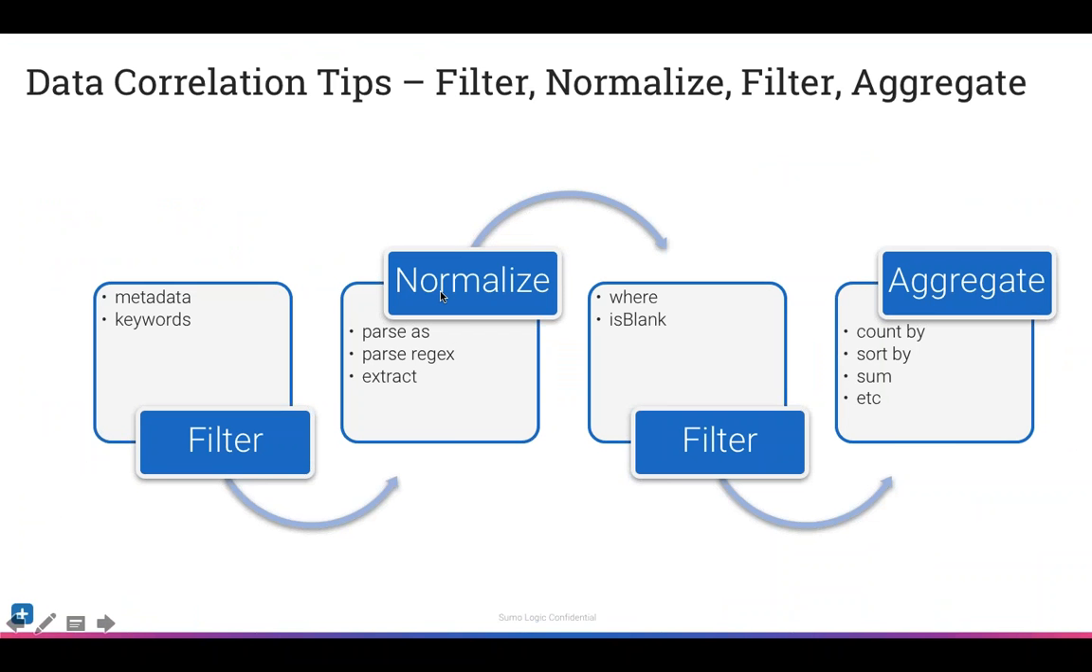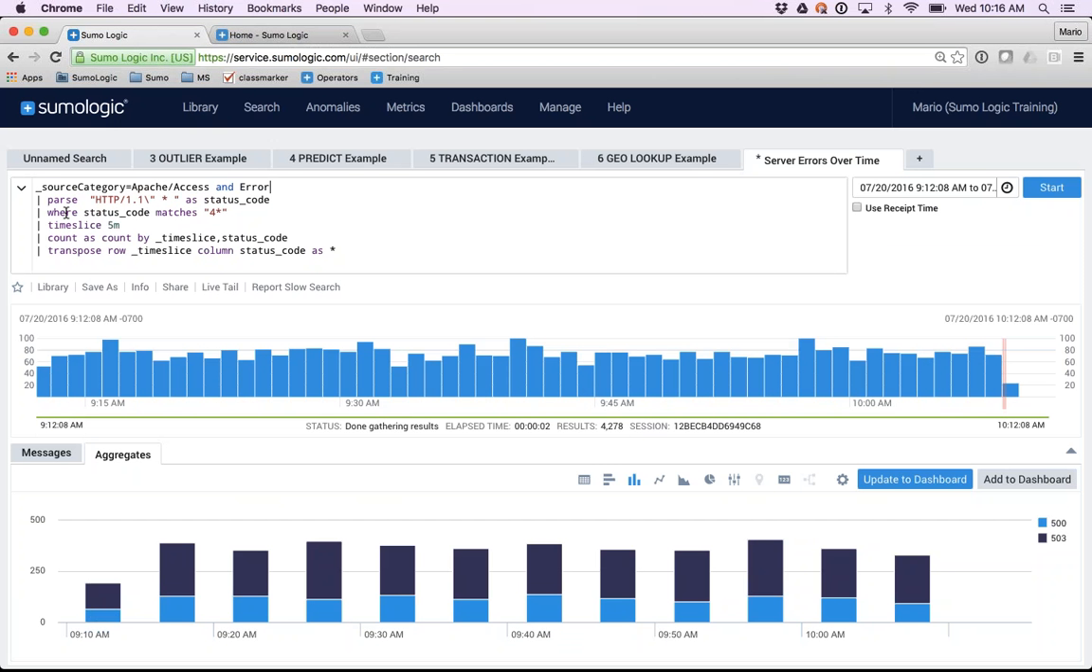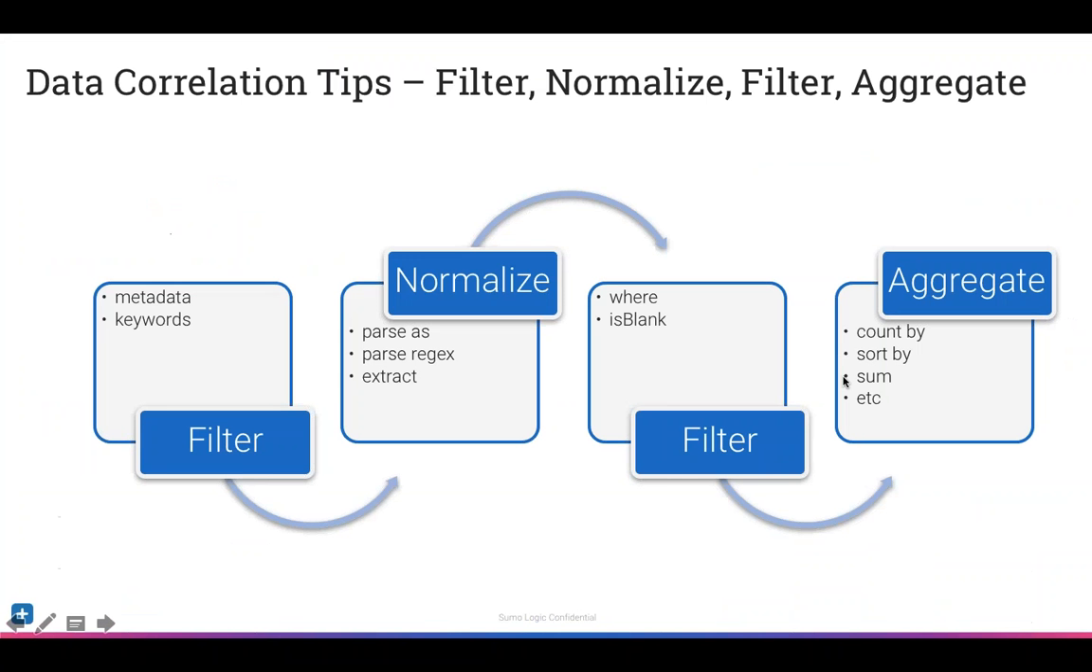Then I want to normalize that data. I can use some sort of parsing to start normalizing my data. And you notice in here, I am parsing for a status code, which then I do additional filtering for, which is this in here. I can filter by using the where clause. I can filter like is null or is blank or is empty.